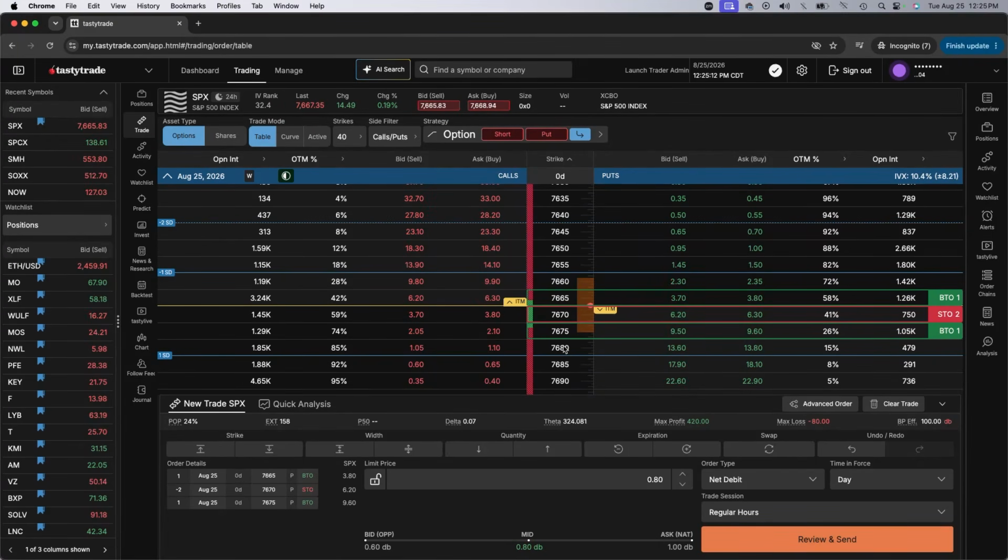And again, when I close out the embedded butterflies that I'm long inside the wide butterfly, I'm just left with some other butterflies. Again, they're defined risk trades. So what I would do is review that little slide that I showed you.